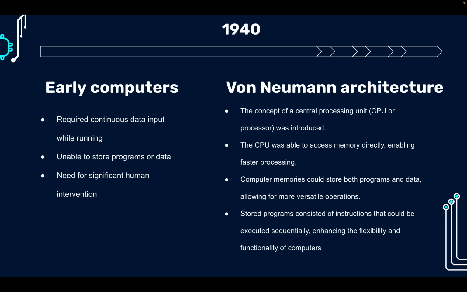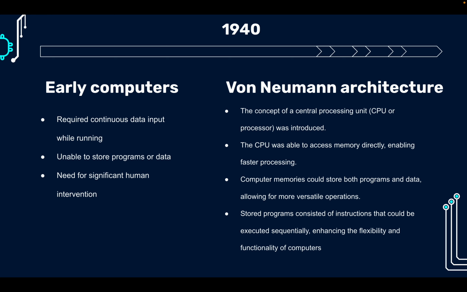Therefore, in the 1940s, a new architecture was proposed, which is the von Neumann architecture. It made a revolution in computer design. This architecture introduced the concept of the CPU and enabled the CPU to directly access the memory, which improved the processing ability. It also had the ability to store both data and programs in storage, and the computer memory became more adaptable, leading to a wide range of applications and increased usability.